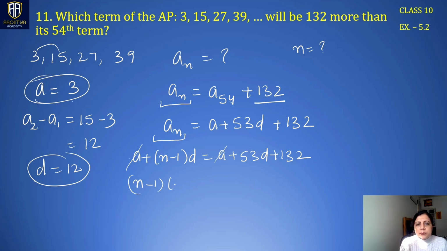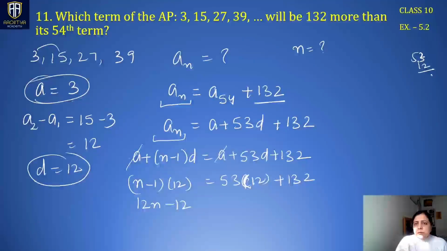D is 12. This is 53D, which is again 12. Right? Plus 132. Now solve this further. This is 12n minus 12. 53 times 12. 2 3s are 6, 106. Then we have 53, 636.